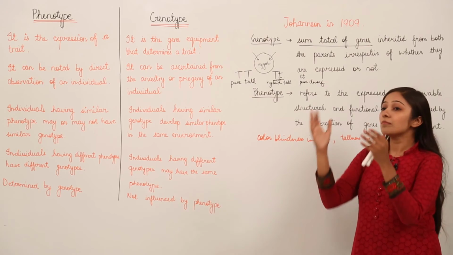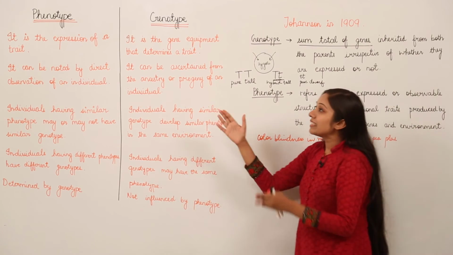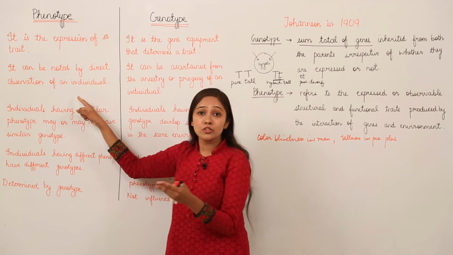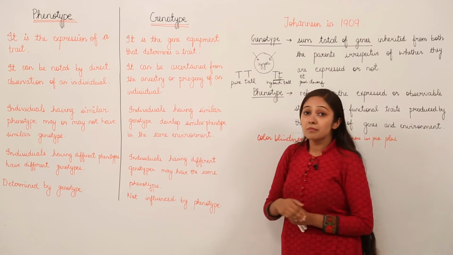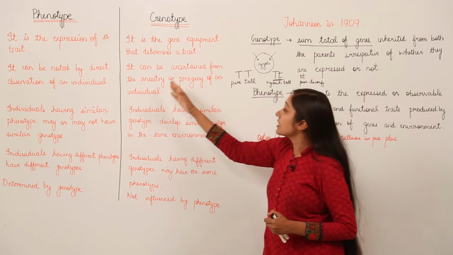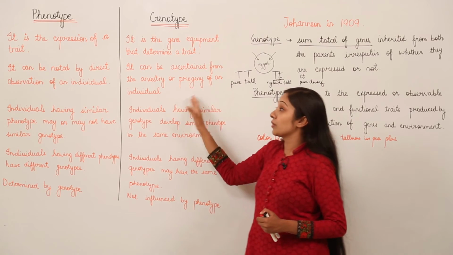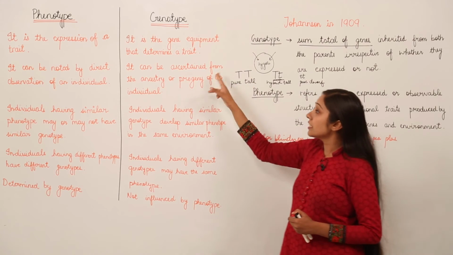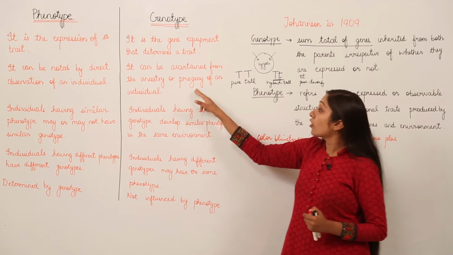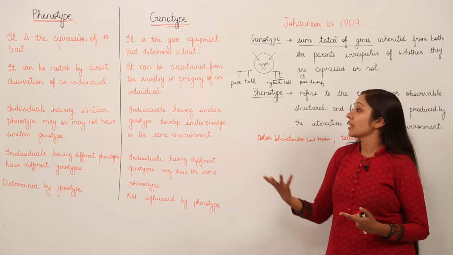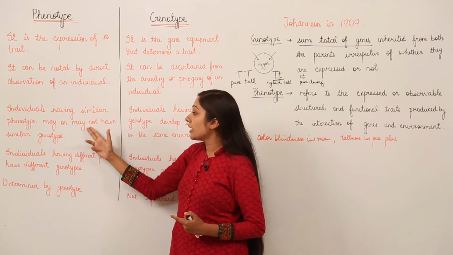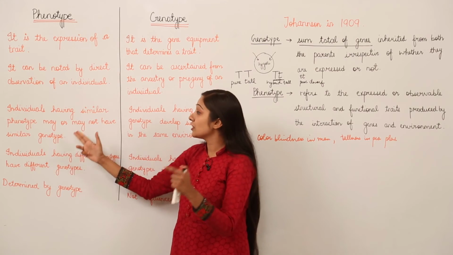You can differentiate a tall pea plant from a dwarf pea plant. So these phenotype traits are noted by direct observation of an individual. But genotype cannot be directly observed; it is ascertained from the ancestry or progeny of an individual. Next, individuals having similar phenotype may or may not have similar genotype.